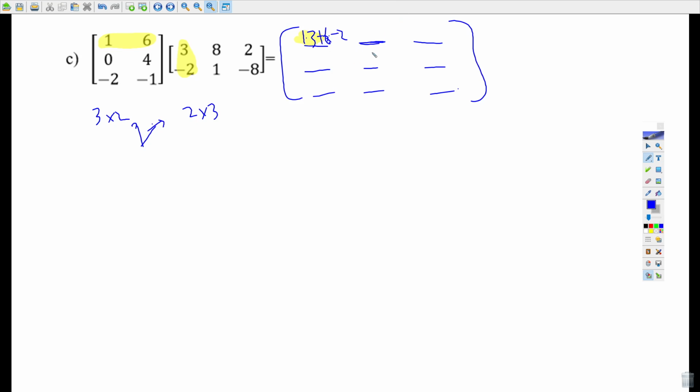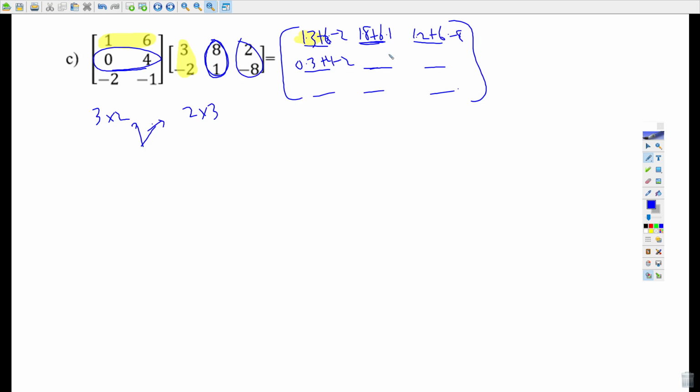All right, the next one we're going to go across. Now we're going to do the second column. Repeat the first row, though. So 1 times 8 plus 6 times 1. Next column, move over. 1 times 2 plus 6 times negative 8. Going down to the next row, so now we're using this with the first column. 0 times 3 plus 4 times negative 2.